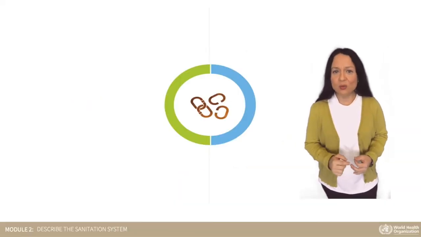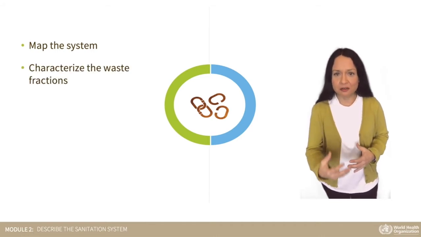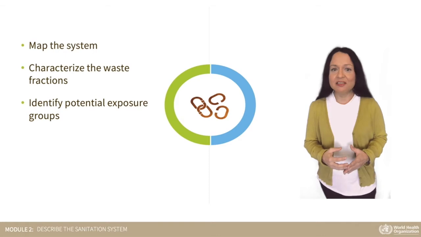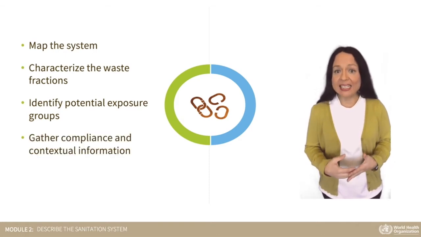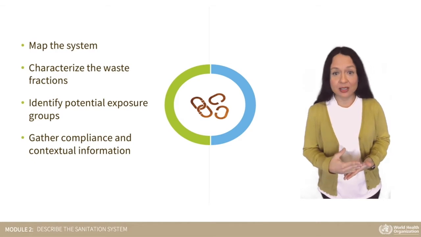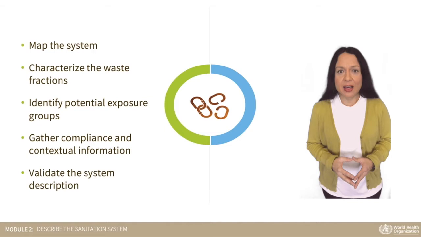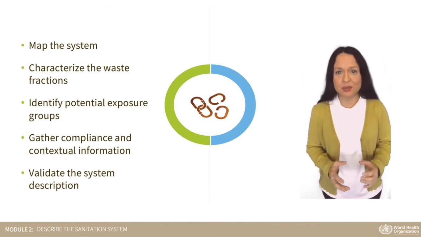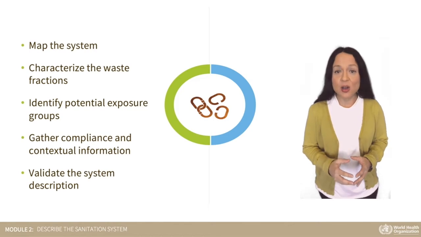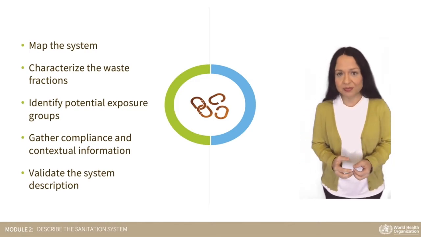Within this module we will map the system, characterize the waste fractions, identify potential exposure groups, gather compliance and contextual information, and validate the system description. The main objective is to generate a complete description of the sanitation system within the boundaries identified in Module 1.